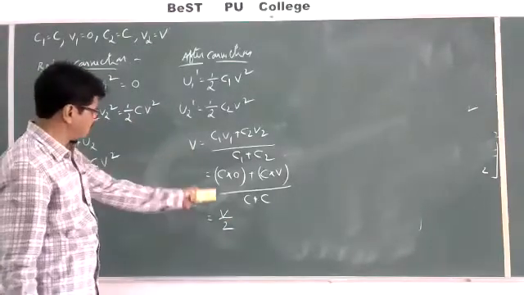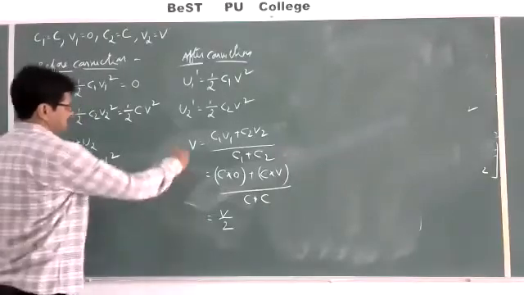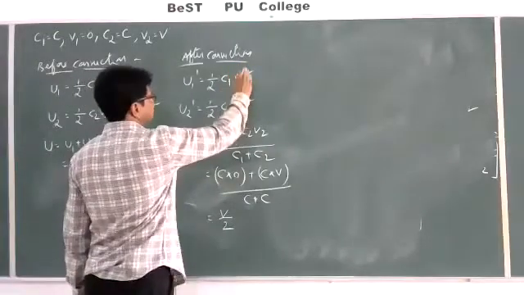So don't get confused between these two. Otherwise, you can take the common potential as V dash to avoid confusion.